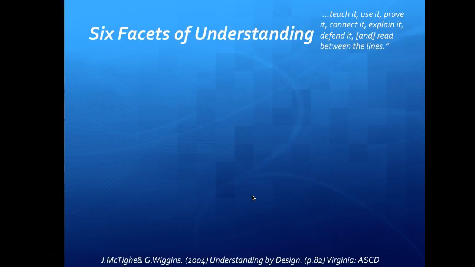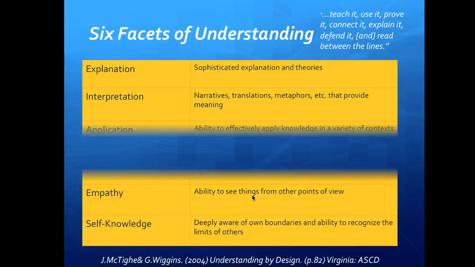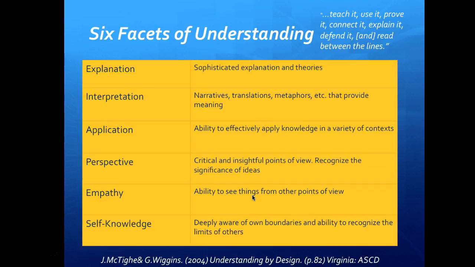The 6 facets of understanding designed by Wiggins and McTighe are summarized most easily when you see this quote: teach it, use it, prove it, connect it, explain it, defend it, and read between the lines. What does that look like? Explanation, interpretation, application, perspective, empathy, and self-knowledge.